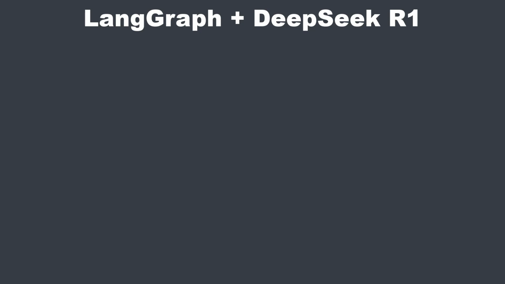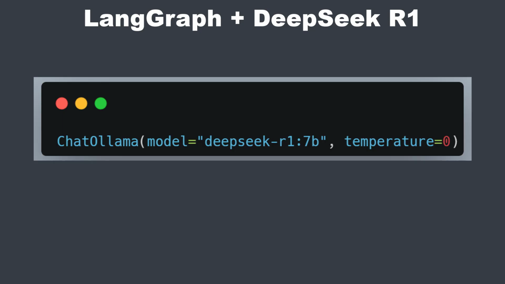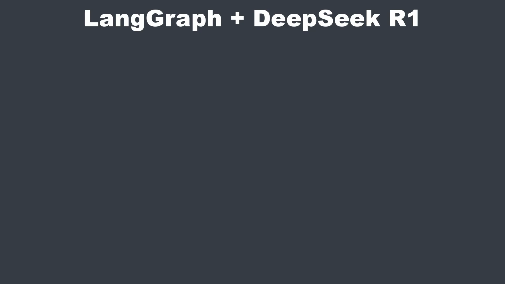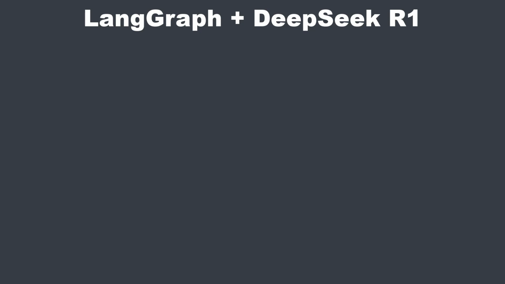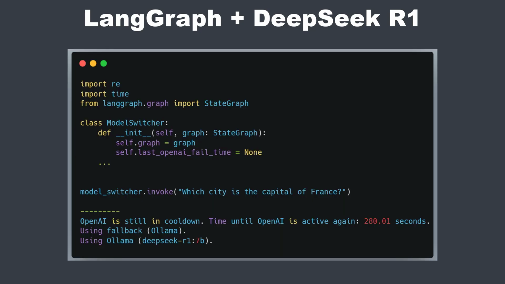Hello and welcome. In today's video I'm going to show you how to integrate the brand new open source reasoning model DeepSeek-R1 into LangGraph. We'll configure a dynamic runtime setup to switch between OpenAI and DeepSeek-R1 on the fly, so you can easily choose which model handles your request. Also, many of you requested how to implement a fallback mechanism, so I also demonstrate how to automatically fail over to an alternative model when errors occur, and then revert to the main model after a set cooldown.